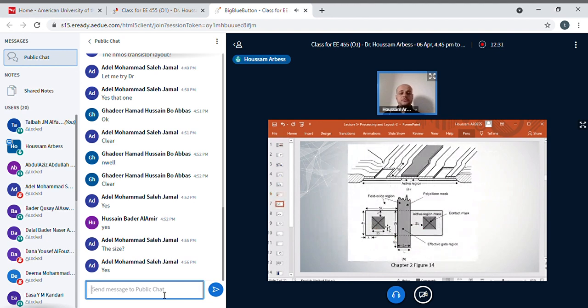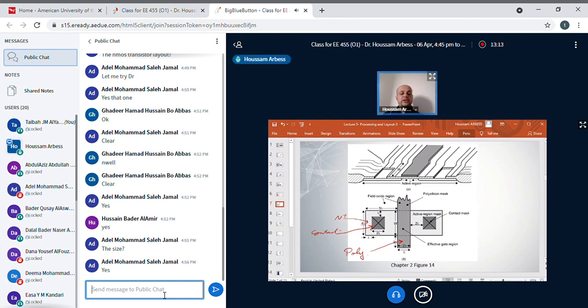Let's have an example here. The minimum distance, for example, between the contact and the edge of the N plus. For your information, this layer here is N plus. The square here is the contact. Then you have this layer here, the dark gray, which is the polysilicon. So the minimum distance between the edge of the contact and the edge of the N plus is equal to lambda. The minimum width of the N plus region is 4 lambda.